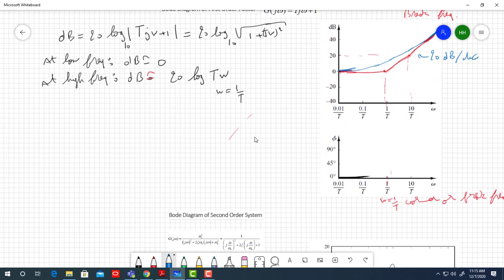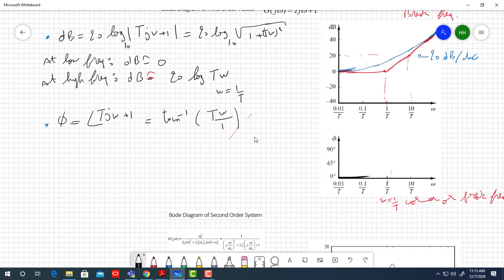So now for the magnitude. This is for the magnitude. Now for the angle, the phase. So the phase equals the phase of T j omega plus 1, which is tangent minus 1 of imaginary over real. Tangent minus 1 of T omega.